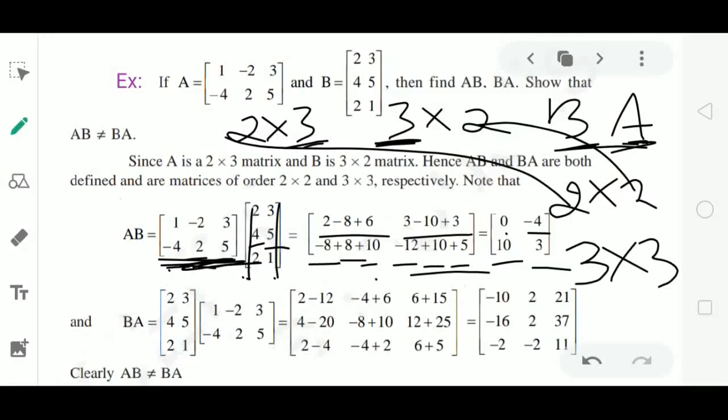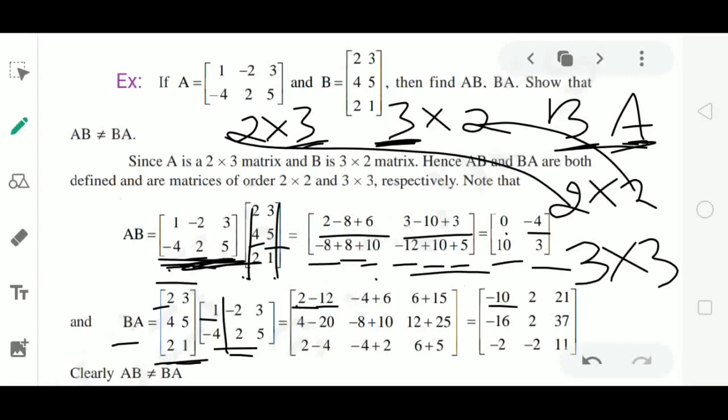Let us find BA. B into A is matrix B into matrix A. Here the first matrix is B, the second matrix is A. We multiply the elements of the first row with the corresponding elements of the first column of the second matrix. That is 2 into 1 is 2. 3 into minus 4 is minus 12. Then adding these two, 2 plus minus 12 is 2 minus 12, which results in minus 10.